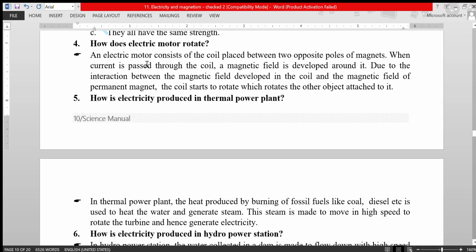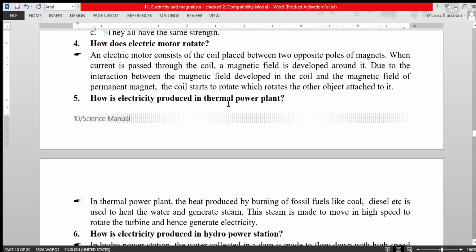How does an electric motor rotate? An electric motor consists of a coil placed between two opposite poles of a magnet. When current is passed through the coil, a magnetic field is developed around it. Due to the interaction between the magnetic field developed in the coil and the magnetic field of the permanent magnet, the coil starts to rotate, which rotates the other object attached to it.